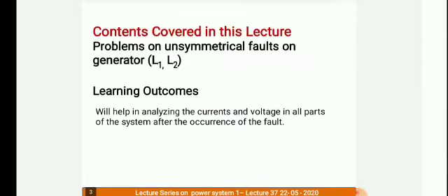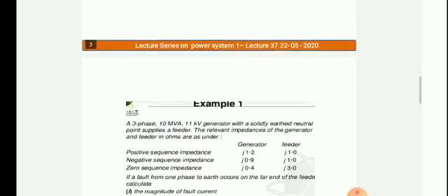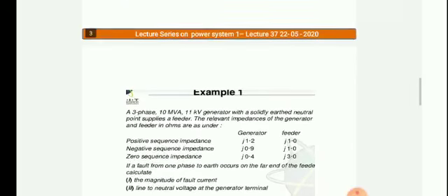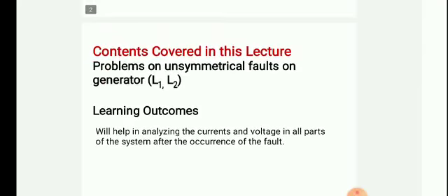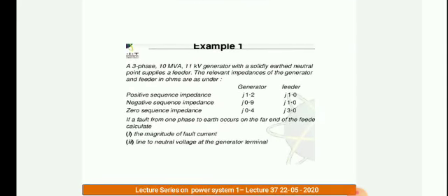Last class we covered the unsymmetrical open circuit series fault. So we'll do the problem today. In this problem, a 3-phase 10 MVA 11 kV generator with a solidly earthed neutral point supplies a feeder. The relevant impedances of the generator and feeder in ohms are as given below.